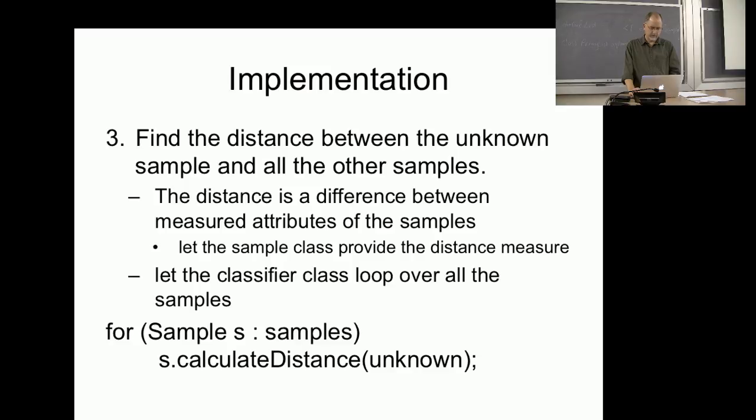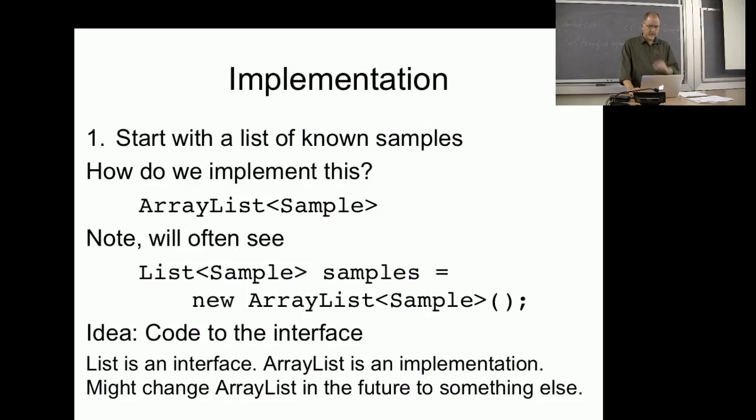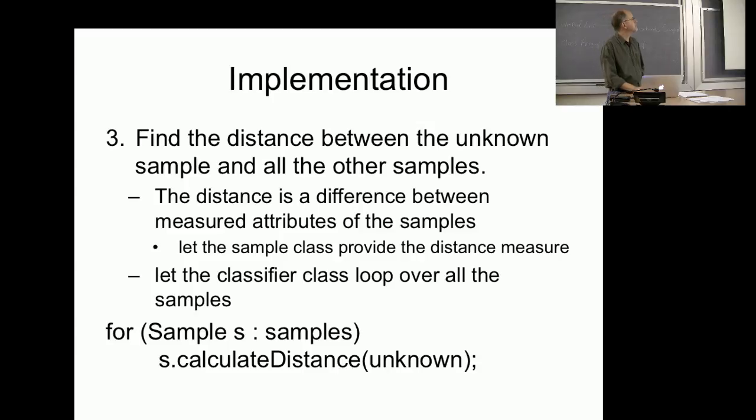Number 3, I guess we skipped 2. What was 2? Get the unknown sample measure attributes. That's some actual, you know, physical measuring of things or computer measure of things. So find the distance between the unknown sample and all the other samples. So I said the distance, again, is the difference between the measured attributes of the samples, usually in the Euclidean distance, which is the same as the square root of the square of the differences of all the attributes, the Pythagorean theorem.